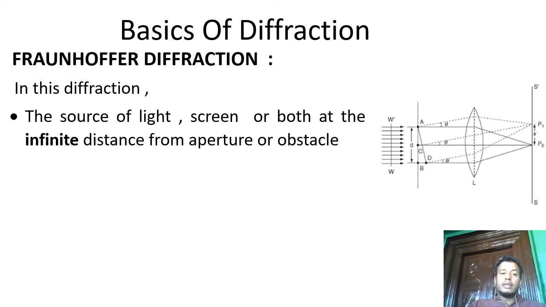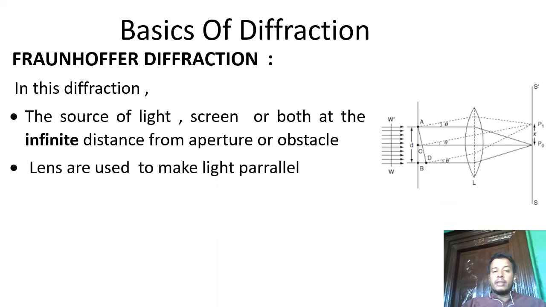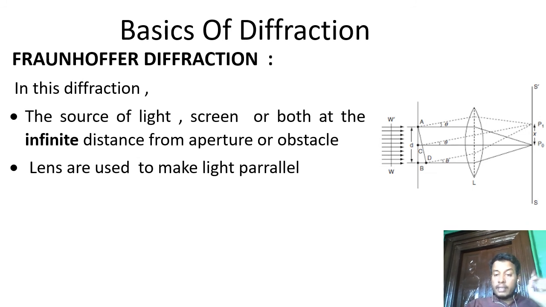So the source of light, or the screen, or both, are at infinite distance. There is no finite distance in the Fraunhofer diffraction. There is an infinite distance between the screen or source or both. Here a lens is used to make the light parallel. So lenses are used in Fraunhofer, whereas in Fresnel no lens is used.